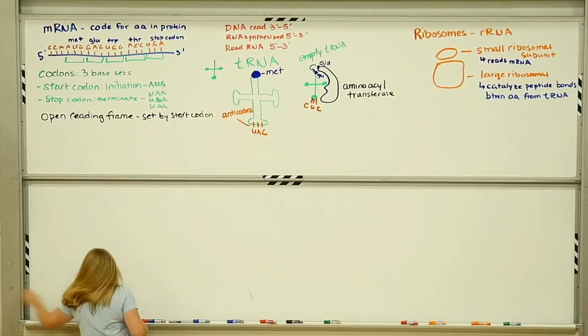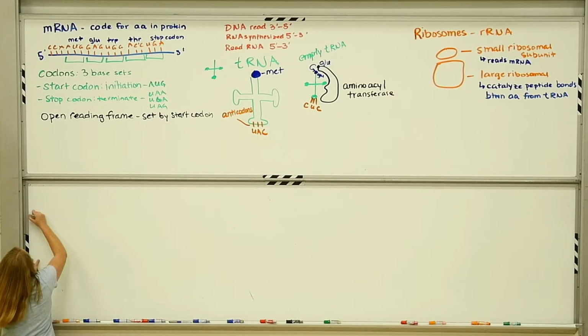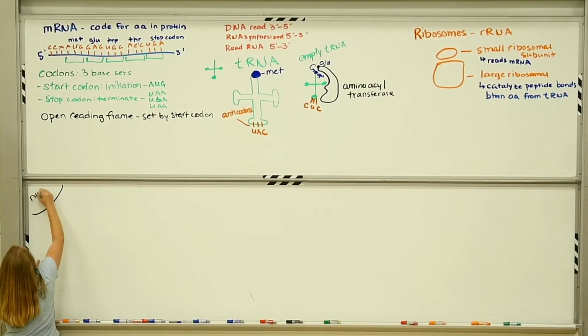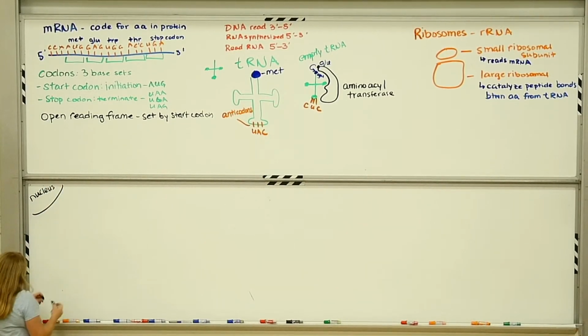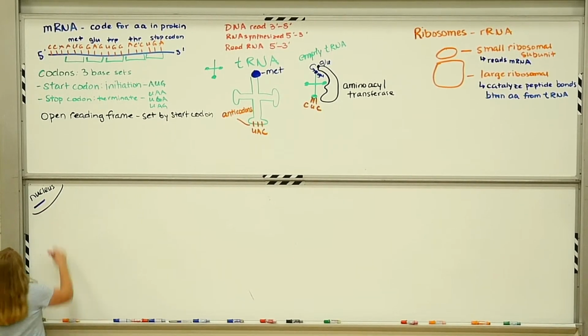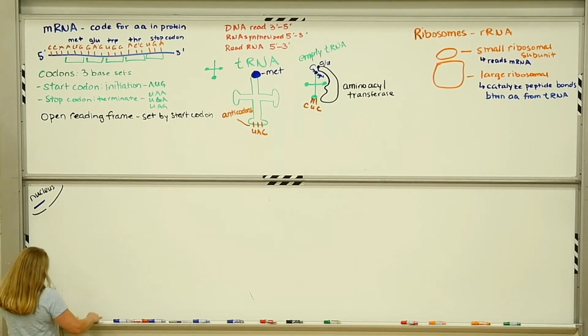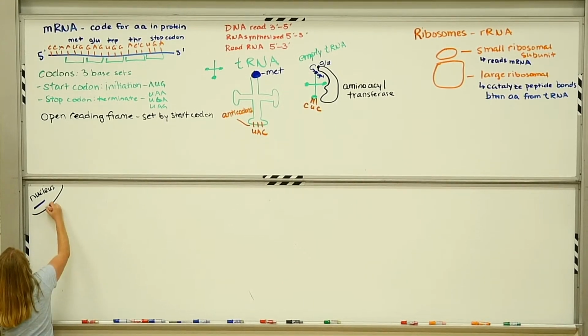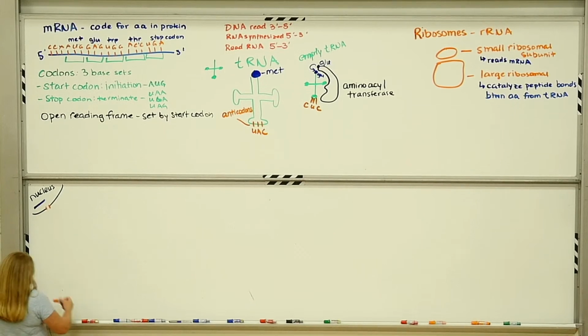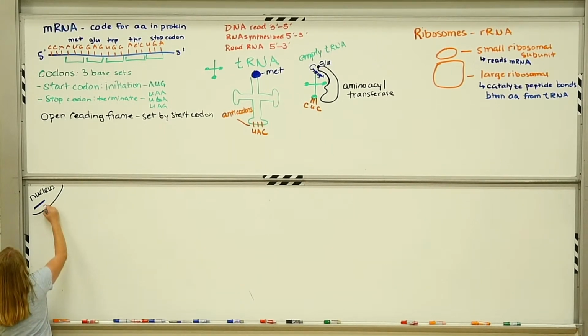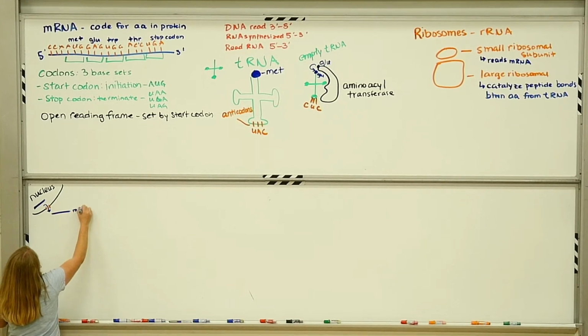So you had your nucleus. You made this RNA. You edited it. And then once it was final, it was able to leave through the nuclear pore. And now this mRNA is out in the cytoplasm.